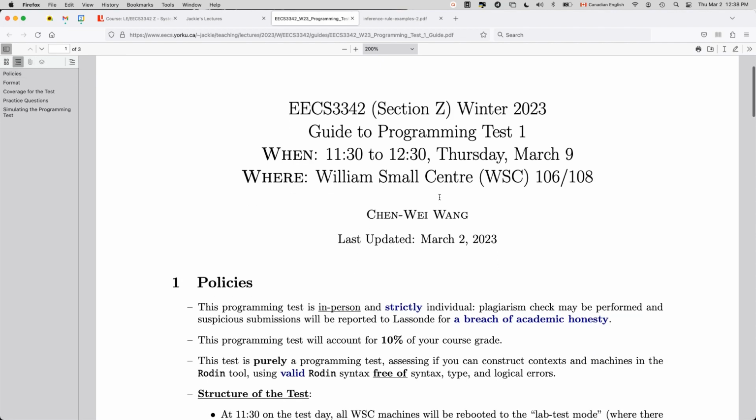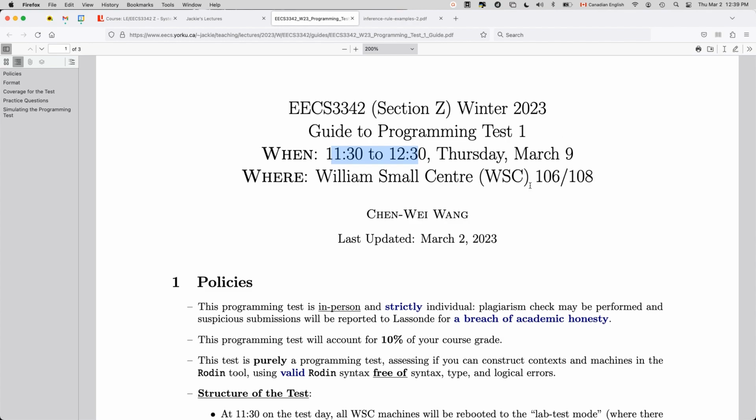Okay, so it's going to be next Thursday, and it will be from 11:30 to 12:30. All the machines will be rebooted about 11:25-ish, so try to arrive earlier. I might be able to allow you to enter the room earlier. In that case, once you see the machine has been rebooted, you can just get started. That can give you more time, but we're talking about maybe 1 or 2 minutes, not too much. But anyway, just make sure you arrive in time.